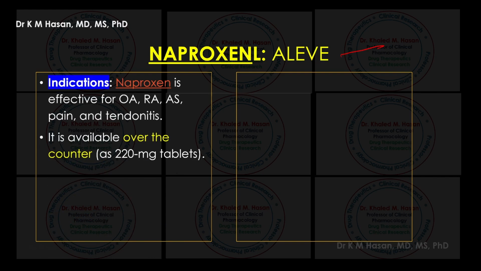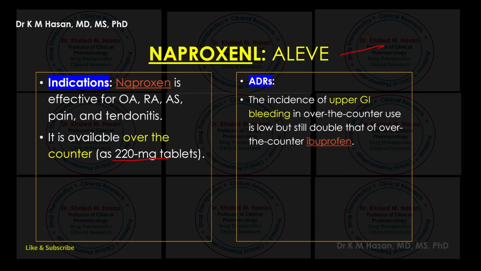Naproxen is considered an effective treatment for osteoarthritis, rheumatoid arthritis, ankylosing spondylitis, and tendonitis. It is available over the counter as a 220 milligram tablet, and also as 500 milligram or 400 milligram with a prescription. They found the incidence of upper gastrointestinal bleeding with naproxen is lower compared with ibuprofen. So naproxen causes less bleeding or GI complications than ibuprofen.